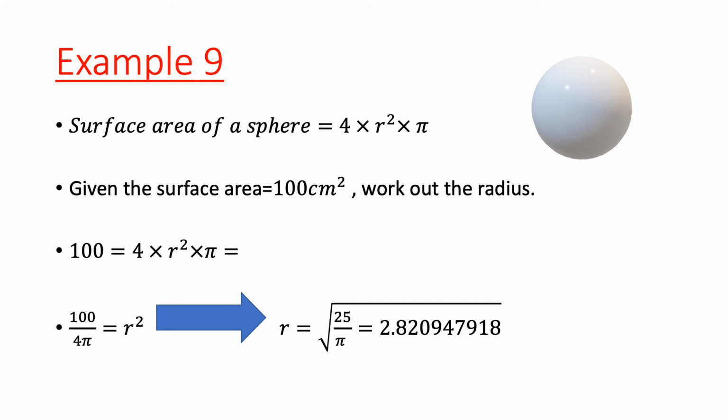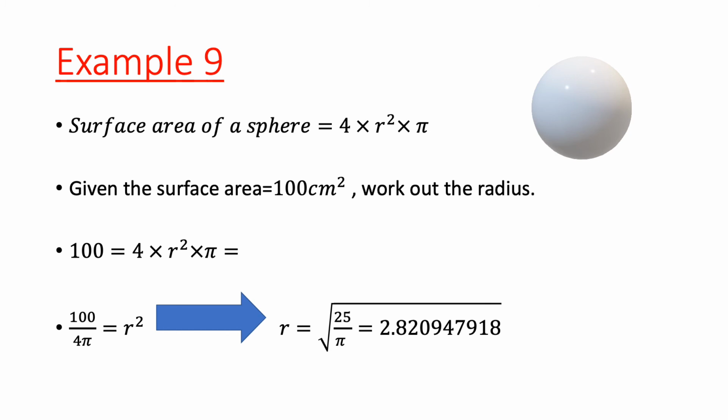Surface area of a sphere. So it's 4 times pi r squared. Given that the surface area is 100, work out the radius. So it's rearranging. The surface area is equal to 4 pi r squared. So 100 is equal to 4 times r squared times pi. Divide through by 4 pi. So I get r squared is equal to 100 over 4 pi. r is equal to the square root of 25 over pi, which is 2.8209479, or 2.82 to 2 decimal places.